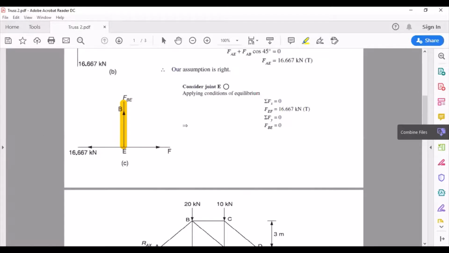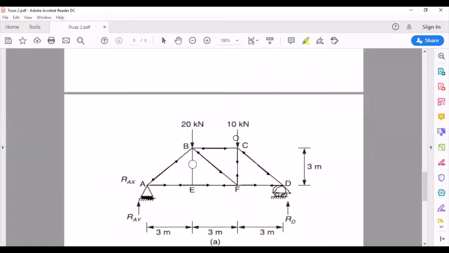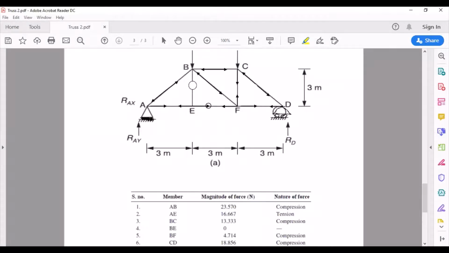Thereby, after rearranging the terms, FEF will be equal to 16.67 kilonewton. Now again, this force FEF, you have got it with a negative sign. It is moving away, so it is exactly right. From E, the arrow is away. The other end is F, and from there also, the arrow will be away only. So you can see here, from E it is away, from F also it will be away only.